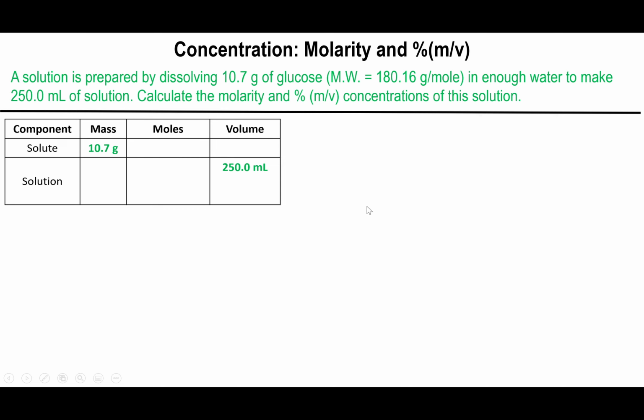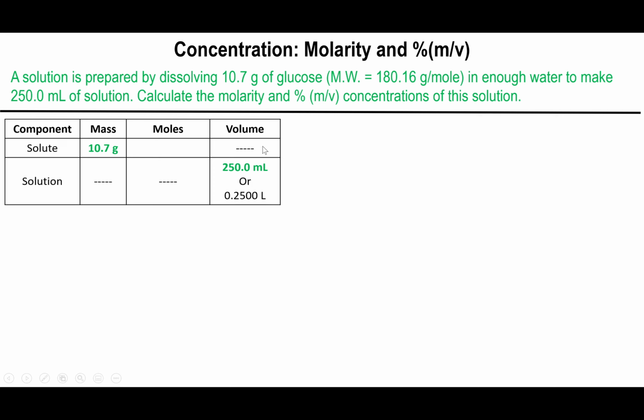For molarity, we're going to need to change it to liters. If you move the decimal point 1, 2, 3 positions to the left, which is the same thing as saying divide the volume in mLs by 1000 mLs to change it to liters, we can have it expressed as 0.2500 liters.